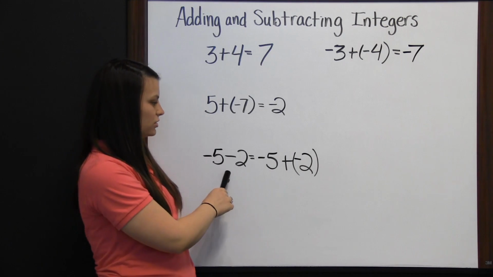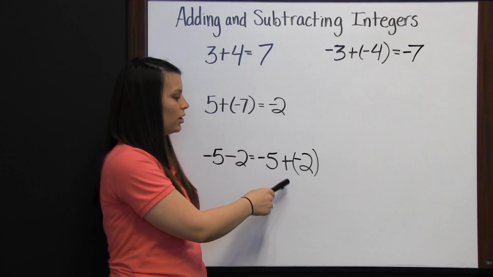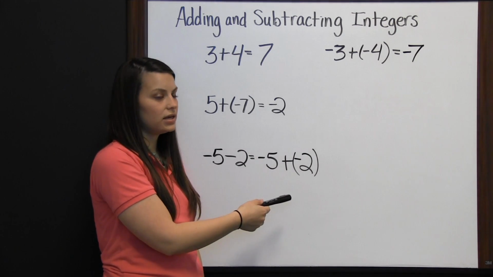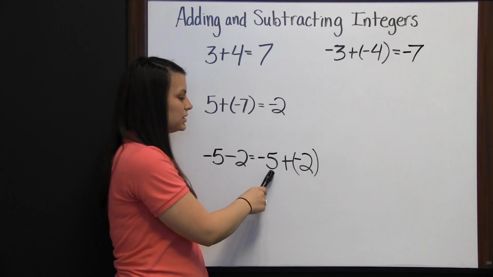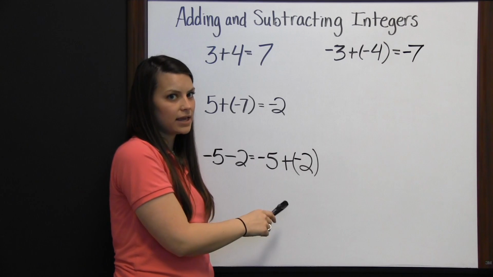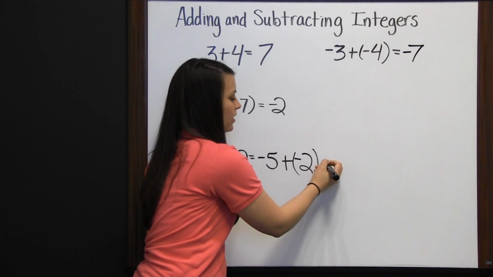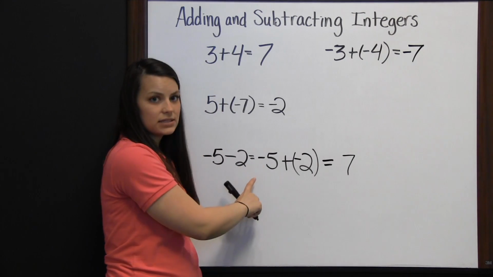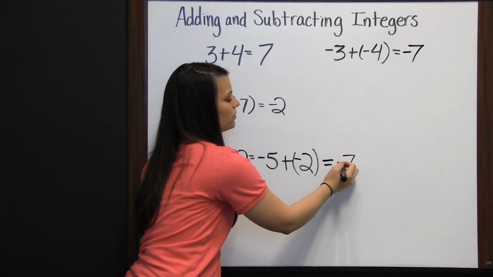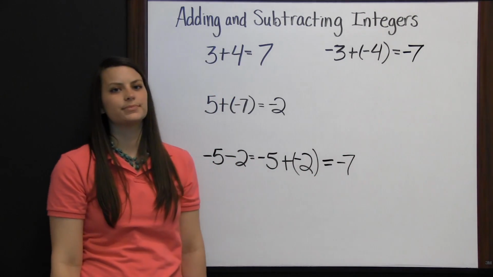So now that we've changed subtraction to an addition problem, we're going to follow the same rules we did when we were adding two negative integers together. Since these have the same signs, they're both negative, we're going to add them together, 5 plus 2, which is 7. And then since they're both negative, our result is negative.